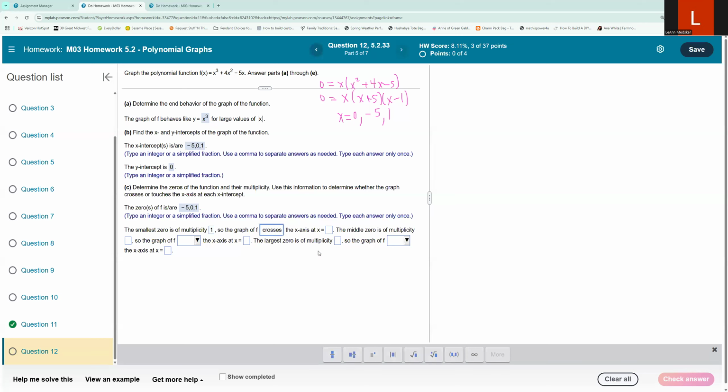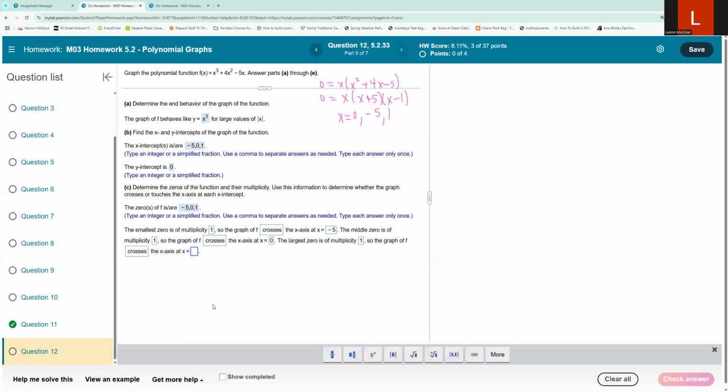So that's going to be crossing at -5. The middle 0 is also going to have a multiplicity of 1. Each one of these factors only happens once. So we cross at x equals 0. That was the middle x-intercept, or 0. And then the largest 0 also had a multiplicity of 1. The factor didn't have a squared or a cubed on it. It was just power of 1. So we're going to cross.